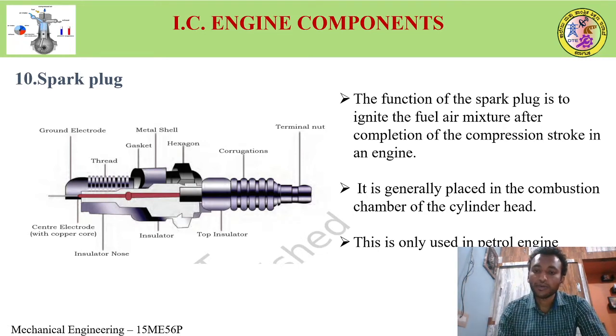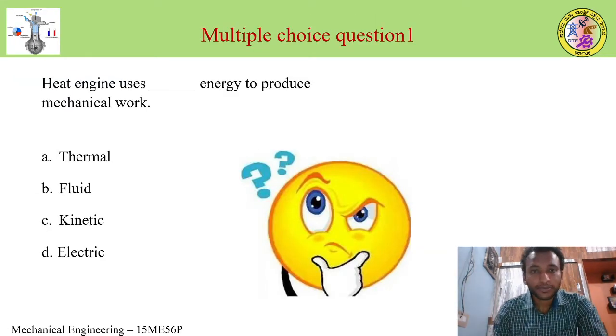So this is only used in petrol engines. In a petrol engine, we must use a spark plug only. In a diesel engine, we must use a fuel injector, because we are going to spray atomized diesel into it, but in a petrol engine there is no need. We only need a spark to ignite the fuel air mixture.